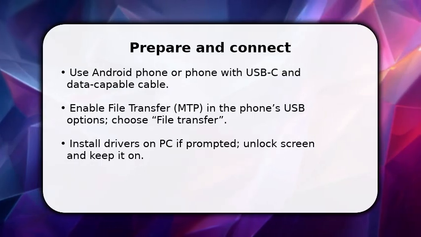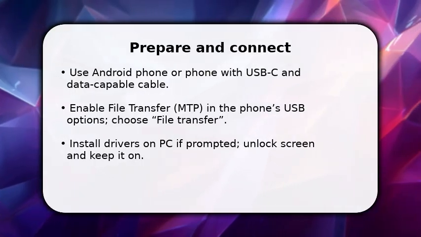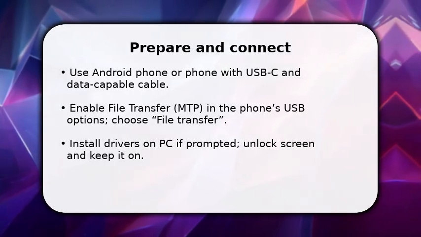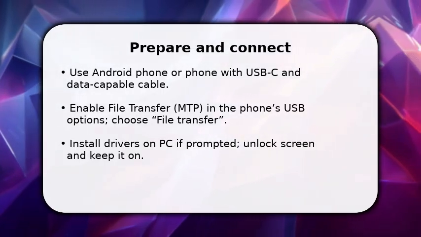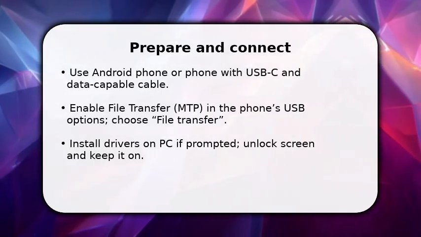You start by making the physical connection. Use a data-capable USB cable and plug your phone into the computer. Once connected, unlock the phone and swipe down to open USB options. Choose File Transfer or MTP. This lets your computer see the phone like a drive.